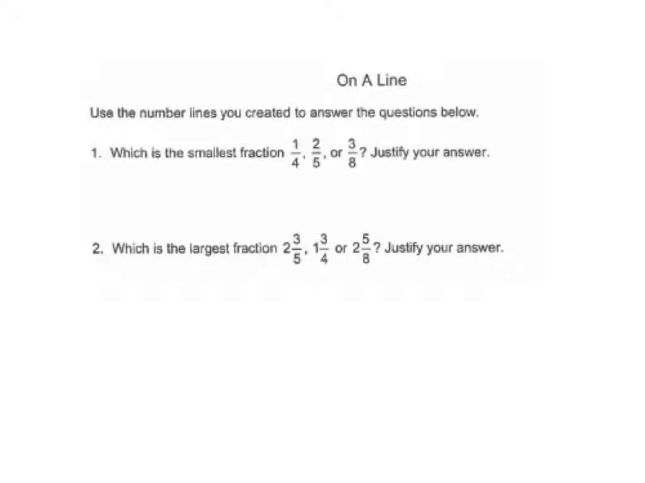But with a number line, since you measured it yesterday, you should be able to compare it a little bit better. So for number one, you're finding the smallest fraction out of 1/4, 2/5, or 3/8. And for number two, you're finding the largest fraction out of 2 3/5, 1 3/4, or 2 5/8. So go ahead and start on that. You have about 10 minutes for that. So the substitute teacher would put 10 minutes on the timer, and you could work on that.